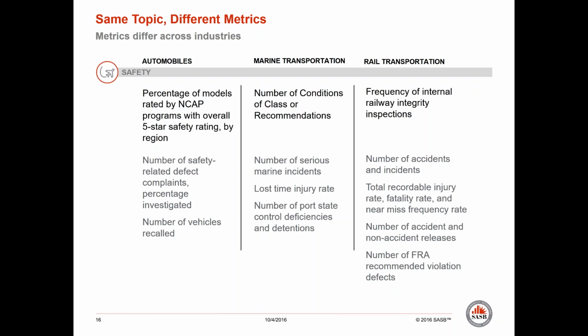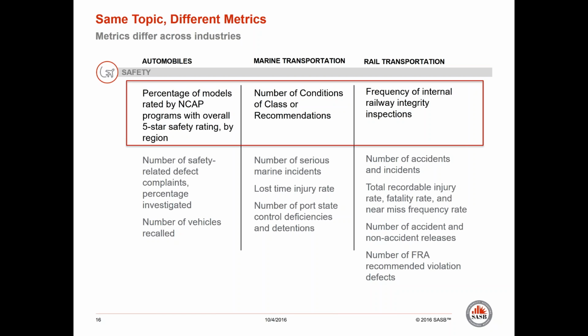So for the topic of safety, you see how safety is measured across 3 different transportation industries. On the left, we have automobiles. We're also looking at marine transportation. And on the right, we have rail transportation. And you can see we have identified not one, but in many cases, 3 to maybe 4 or 5 metrics to actually capture full performance on an issue. Because we at SASB know that any one metric by itself doesn't tell the whole story.